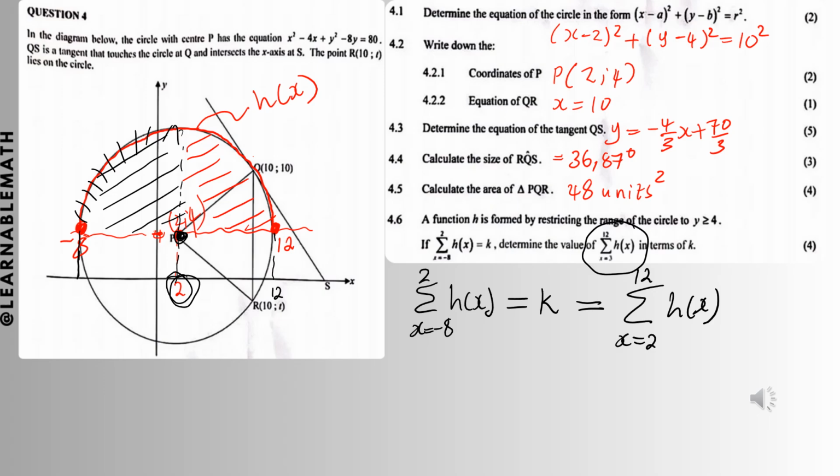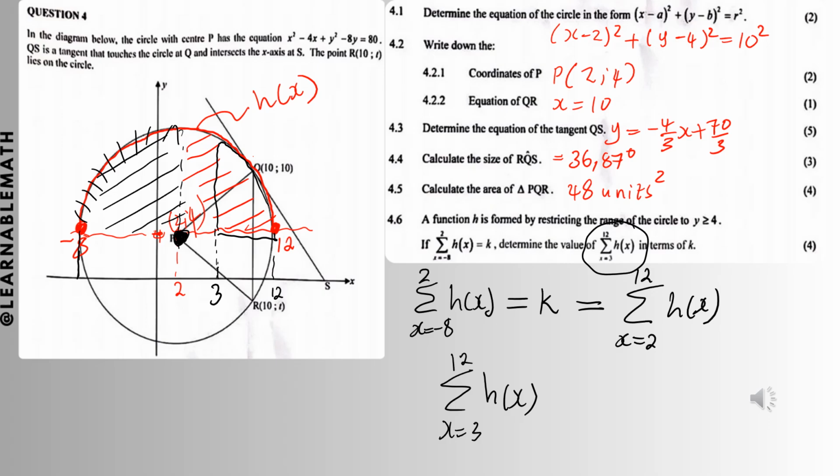So this was a bit of a tricky question, guys, so you must listen very attentively. What is the sum from x equals 3 up until we reach 12 of h of x in terms of k? Now, because point P is at 2, let me put this 2. I've represented 2. But what if we are starting at x equals 3 up until we reach 12? What will be the sum of the y values? So it's just a portion of that other half.